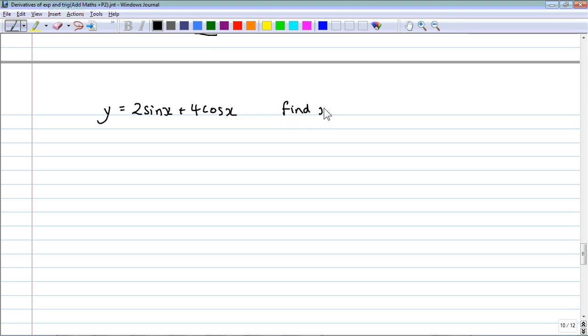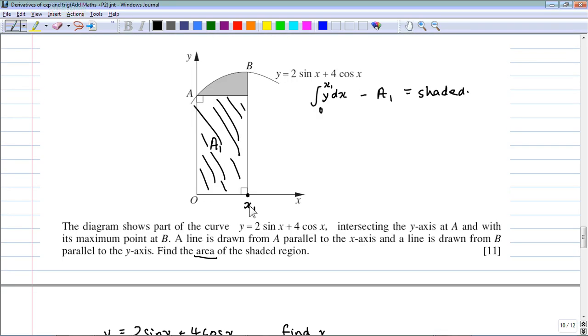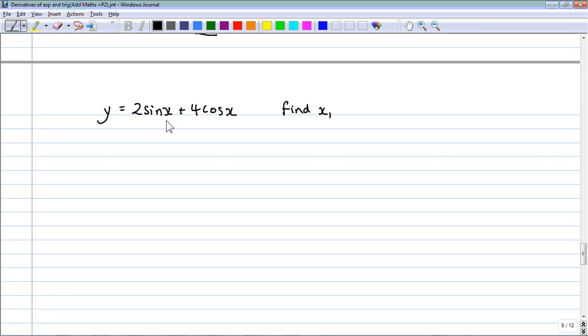Find x1. Well, how do we find x1? Hold on a minute. A line has a maximum point at b. So we know that b is the maximum. Well, that means at x1 dy by dx is 0. Well, the derivative is 2 times the derivative of sin x, that's cos x, plus 4 times the derivative of cos x, that's minus 4 sin x.